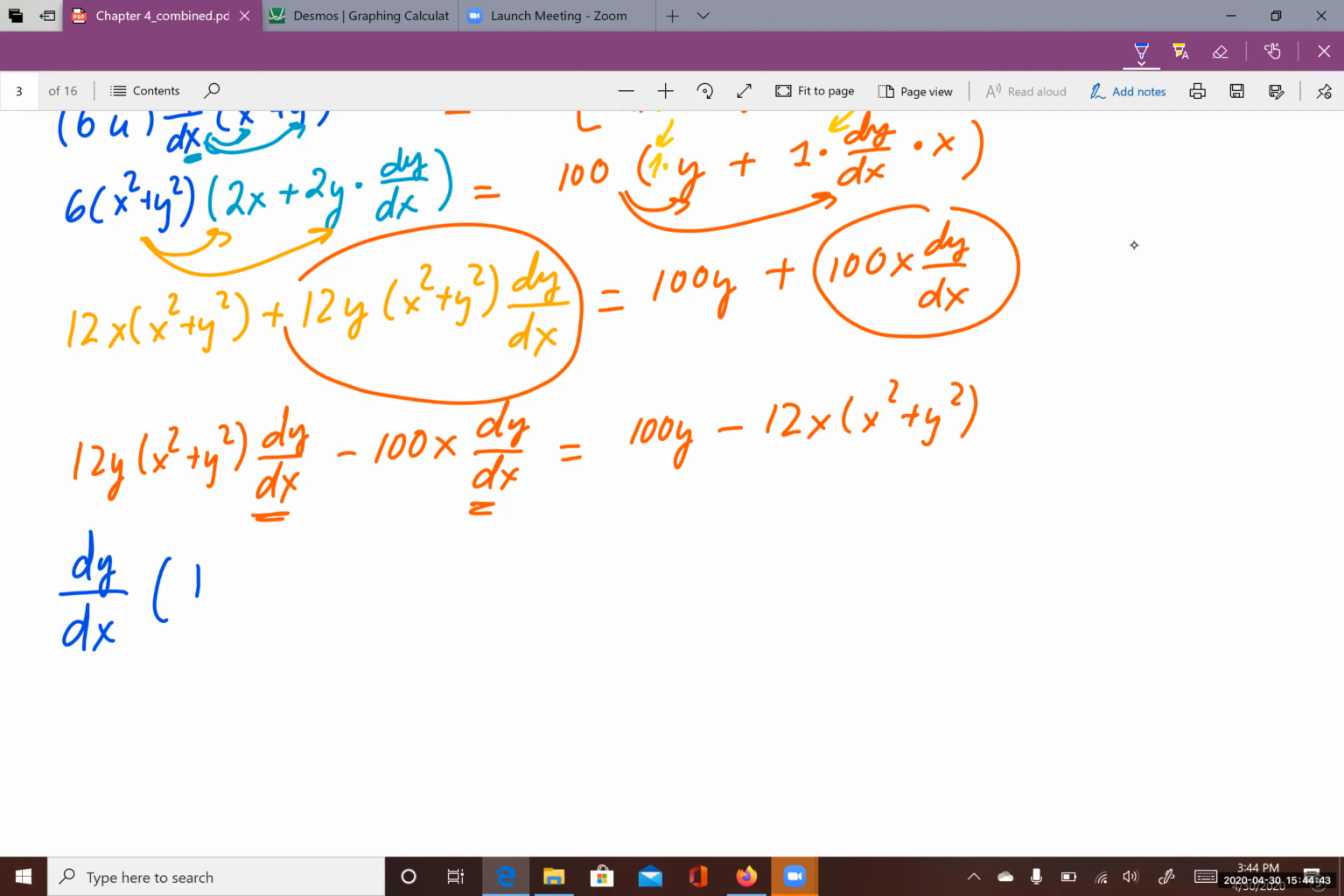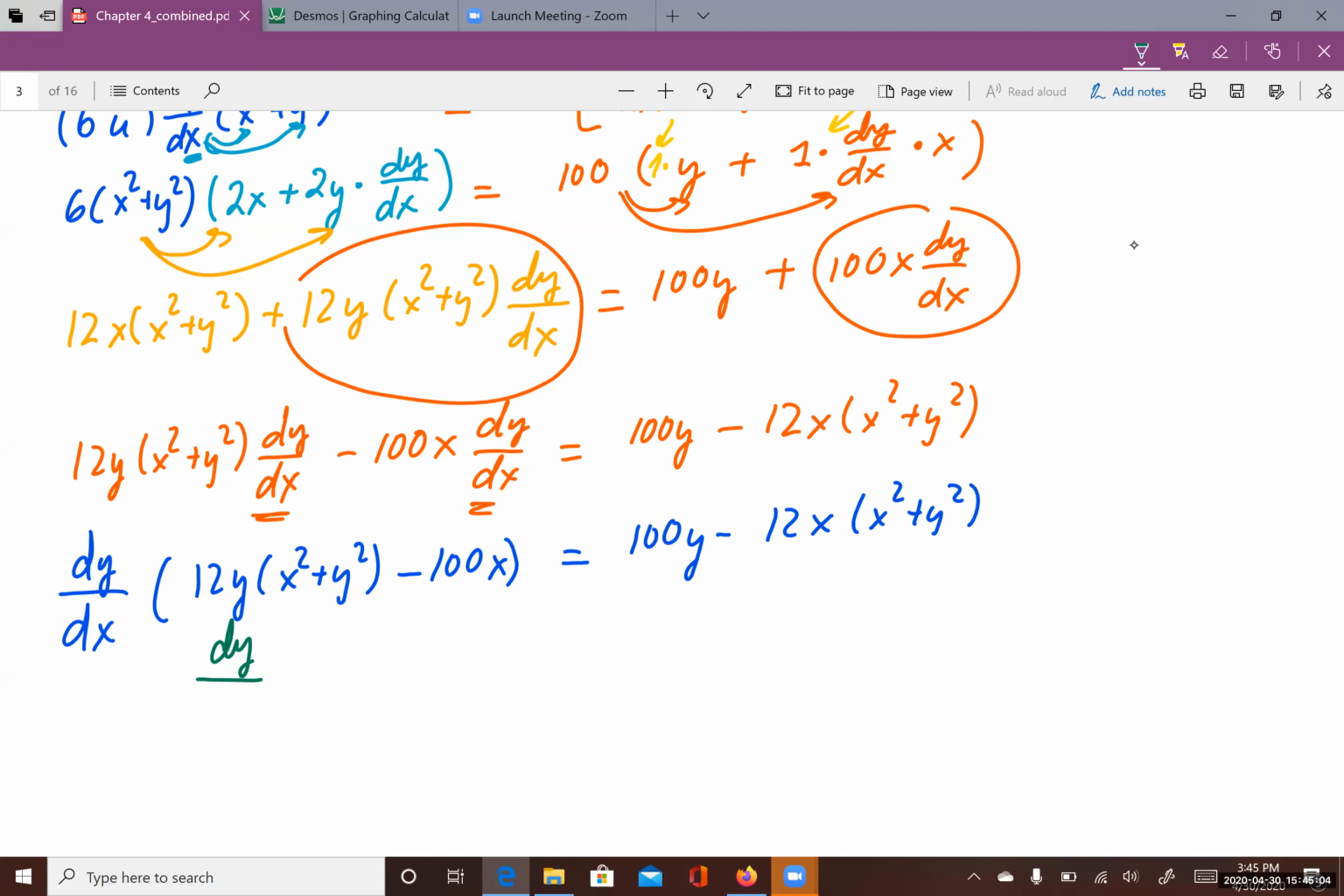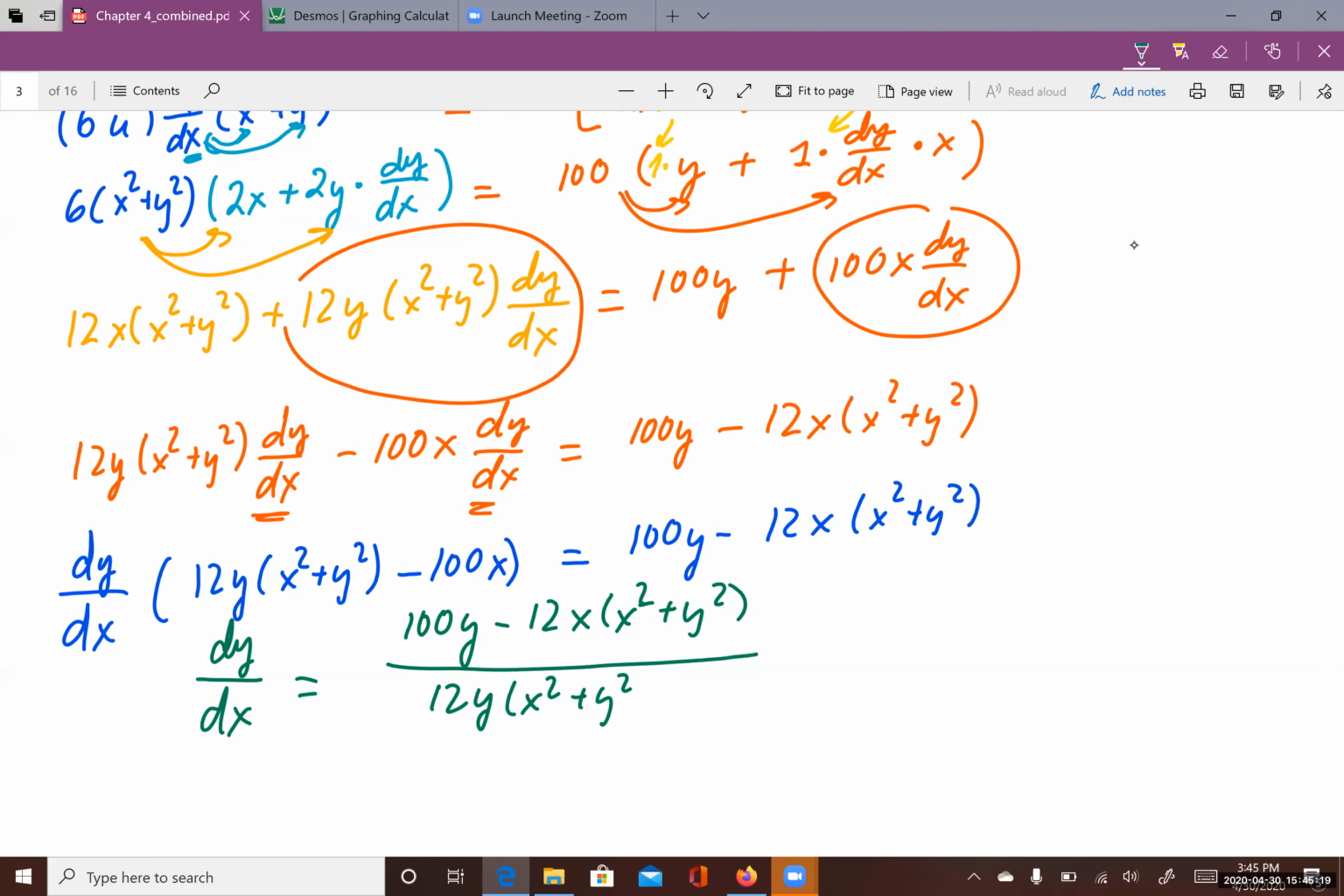I have 12y(x squared + y squared) minus 100x equals 100y minus 12x(x squared + y squared). Then the last step is just solving for dy over dx, which equals (100y minus 12x(x squared + y squared)) over (12y(x squared + y squared) minus 100x). All right, so I found dy over dx.